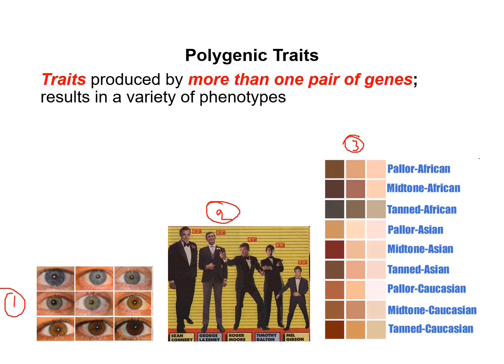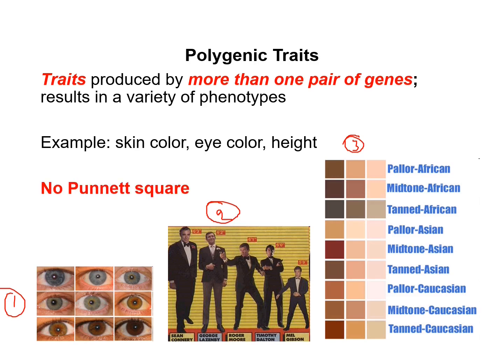So remember, polygenic traits are produced by more than one pair of genes and result in a variety of phenotypes, as you can see in all these three cases. And here are the three examples that we just discussed.